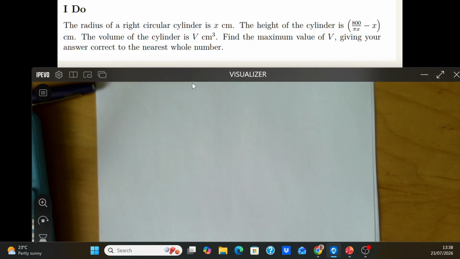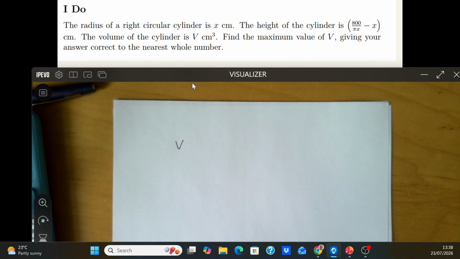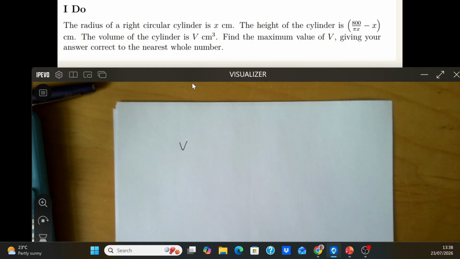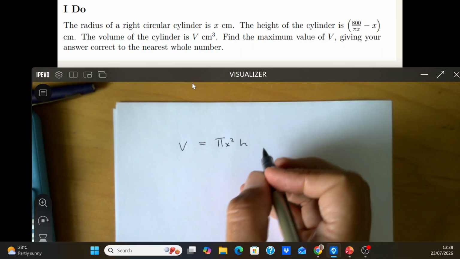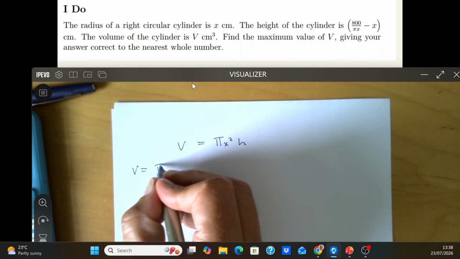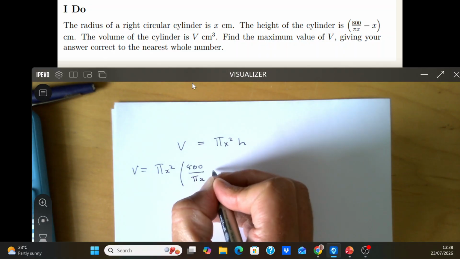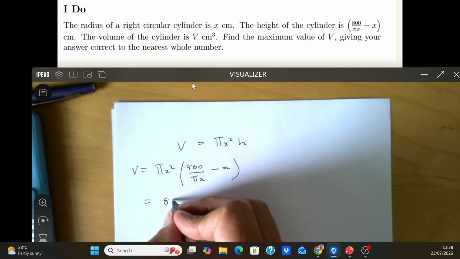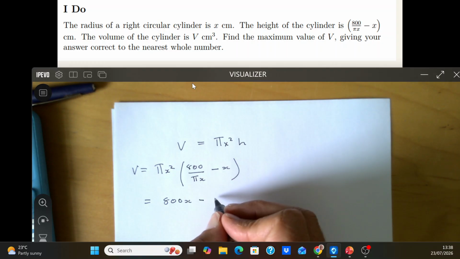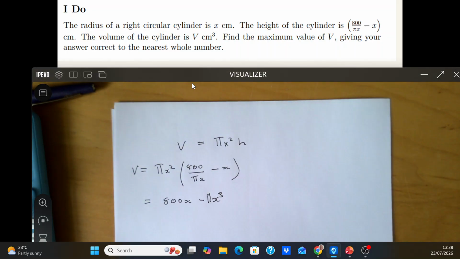Right, the radius of a circular cylinder is that, the height of the cylinder is that, the volume is that. So the volume of a cylinder is pi times the radius squared times the height. So for this one, it's going to be V equals pi x squared times (800 over pi x minus x). So let's just expand that and work that through. That gives me 800x minus pi x cubed. All right, so that is the volume.